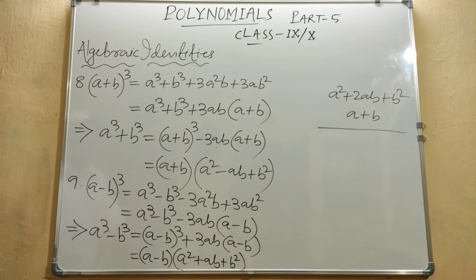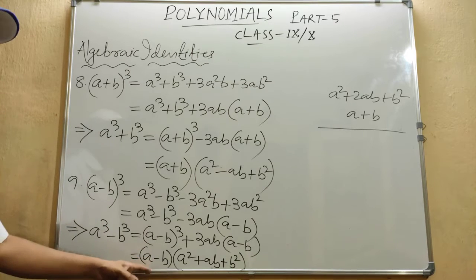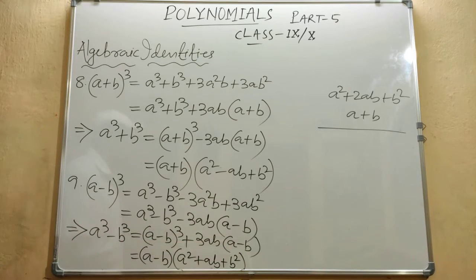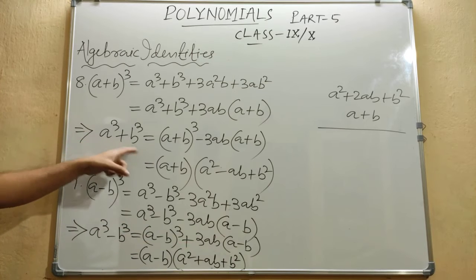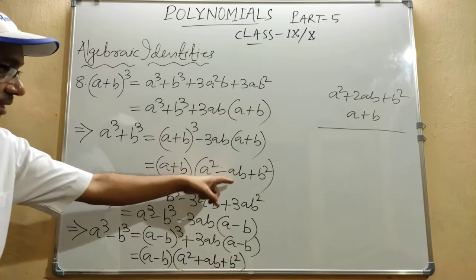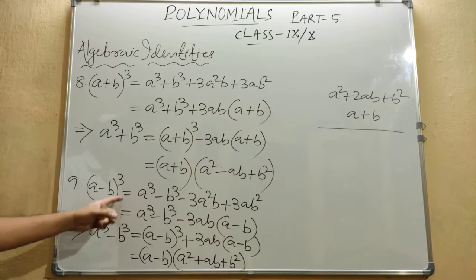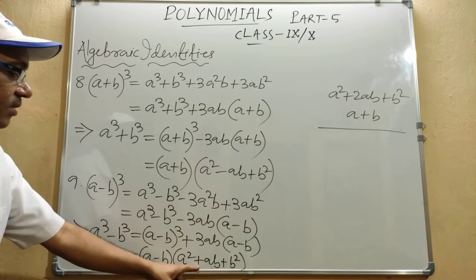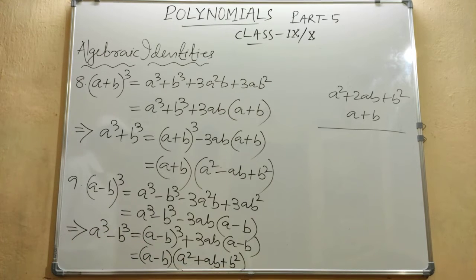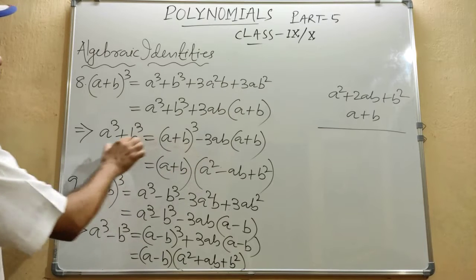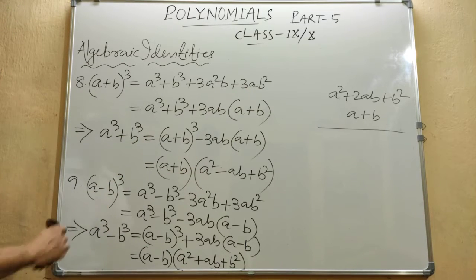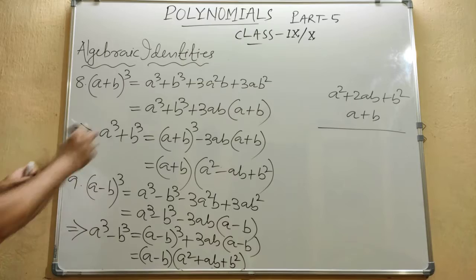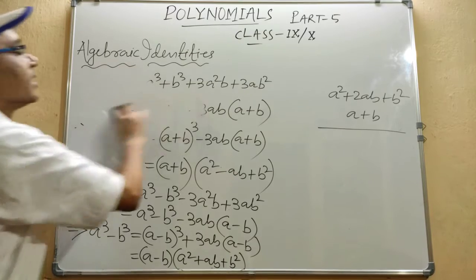This is more important. a cube minus b cube is (a - b)(a square plus ab plus b square). a cube plus b cube is (a + b)(a square minus ab plus b square). And a cube minus b cube is (a - b), then here a square plus ab; in case of minus, here it is plus ab plus b square. So this is important for class 9 in order to get the factorization of a cube plus b cube and a cube minus b cube. Few more results are there.